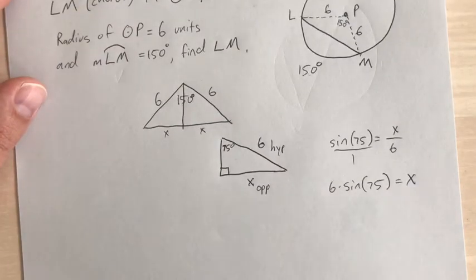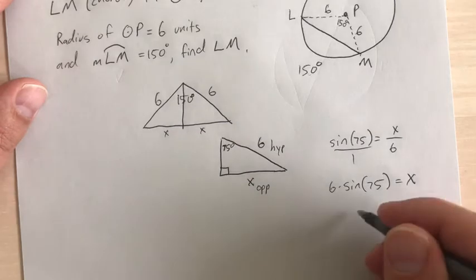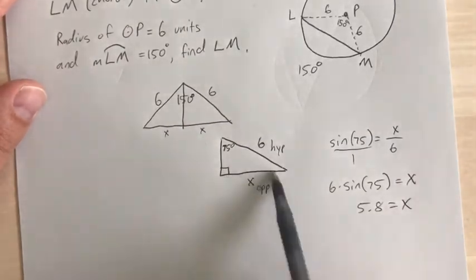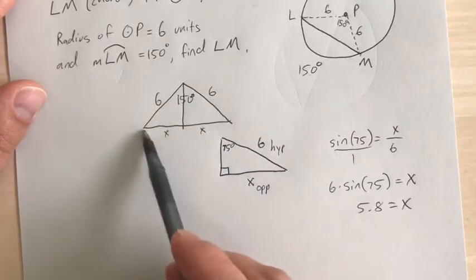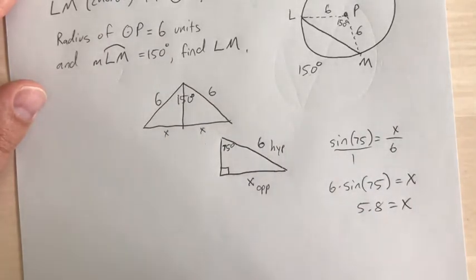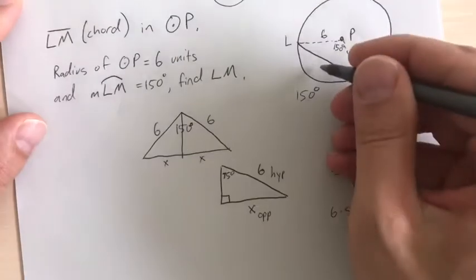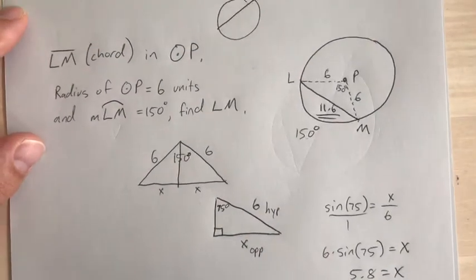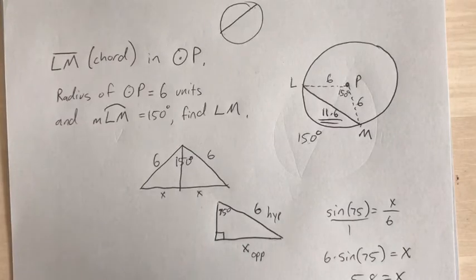So I'm going to go to my handy calculator here, 6 times sine of 75, and I'm getting 5.79. So I'm going to just round it to 5.8 equals x. So this length here is 5.8. So if I double it, I would then know what my entire length of the chord would be. So 5.8 doubled is 11.6. So this length is 11.6 units long. So there's an example using chords and a little bit of what we know from previous units tied into what we just learned last time.